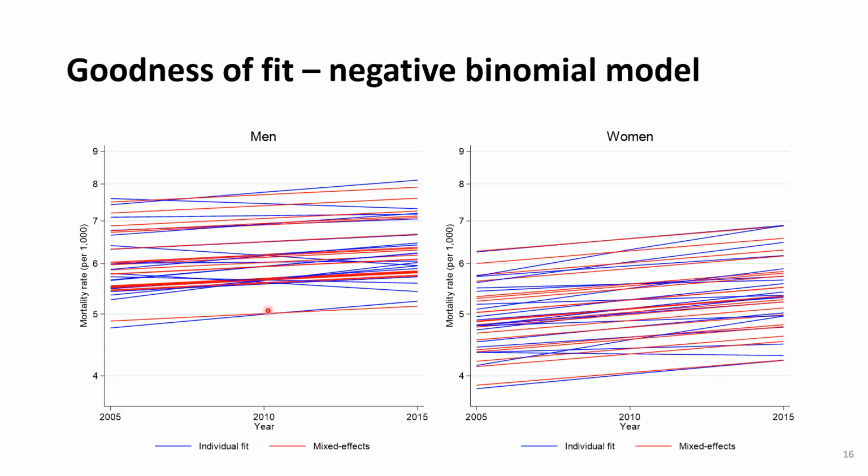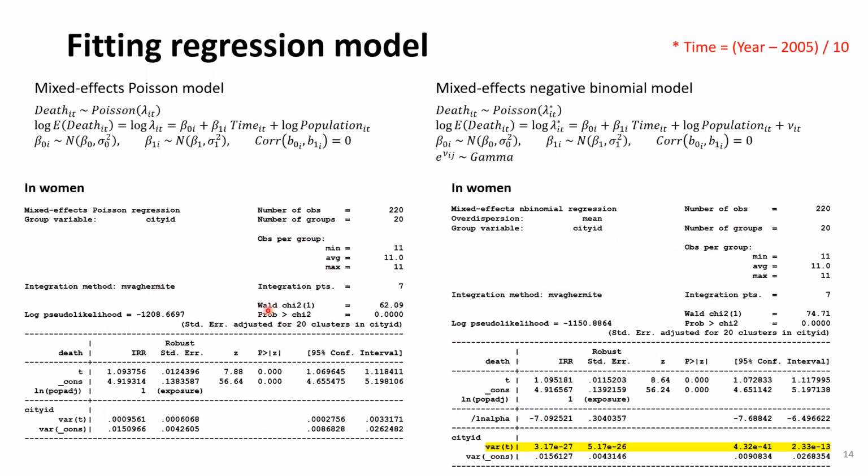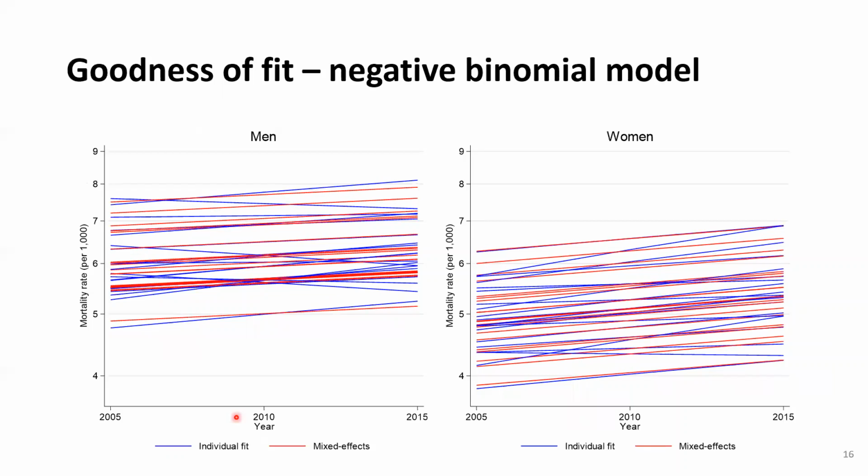Because if you remember, here the random slope, we got almost 0. So it means that according to this negative binomial model, the slopes for each city are very close. Whereas with the Poisson model, they seem somehow different because the variance is different from 0. Well, but still, it's difficult to compare which is better.